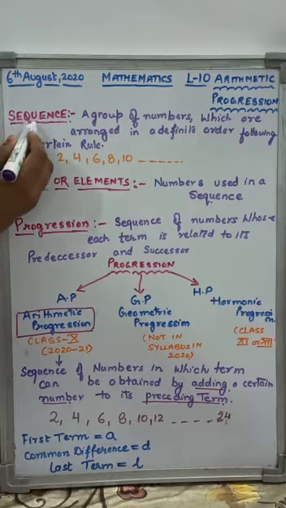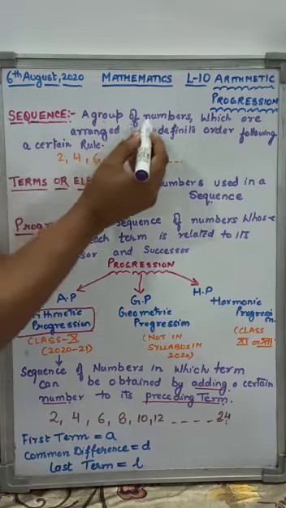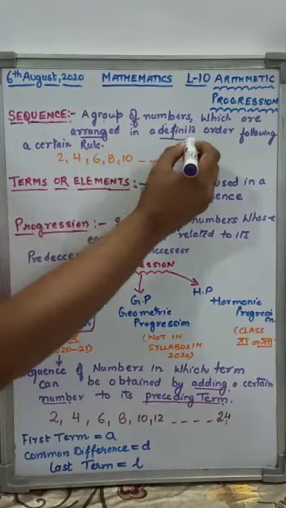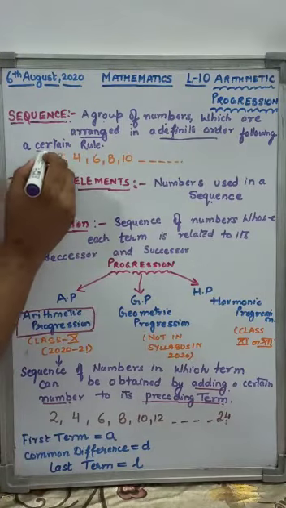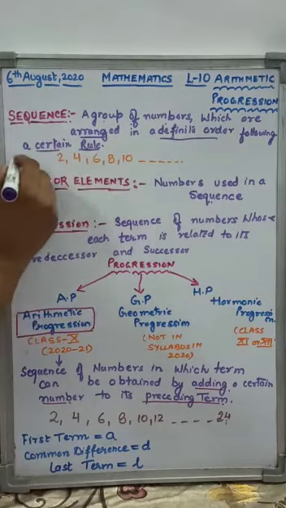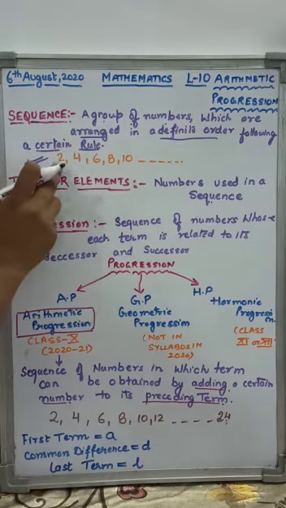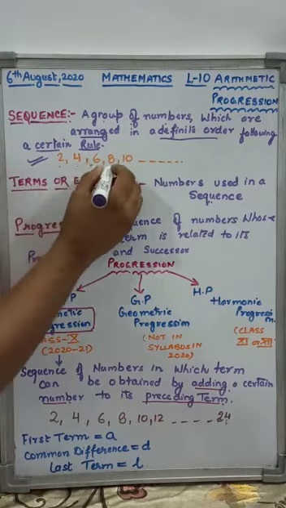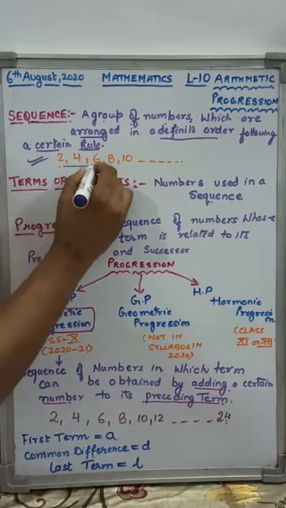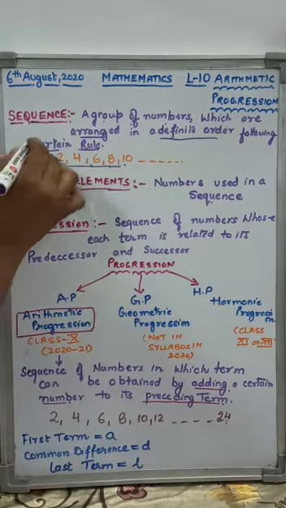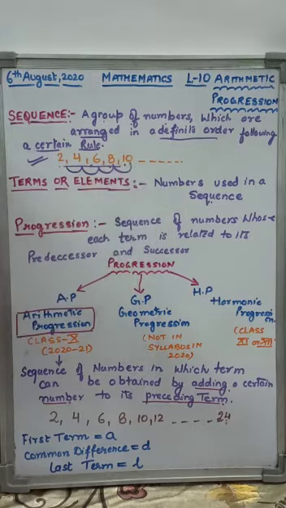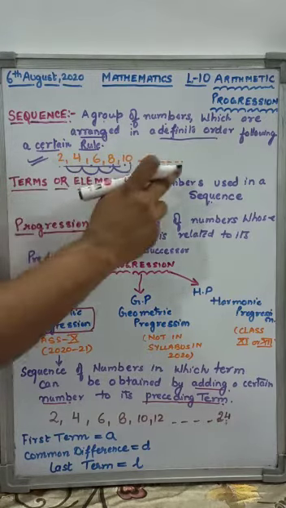First term is sequence. A group of numbers which are arranged in definite order following a certain rule. Suppose this is a group of numbers 2, 4, 6, 8, 10. So these are the group of numbers. They are arranged in definite order with a certain rule. Rule is over here difference of 2. So this is a sequence.